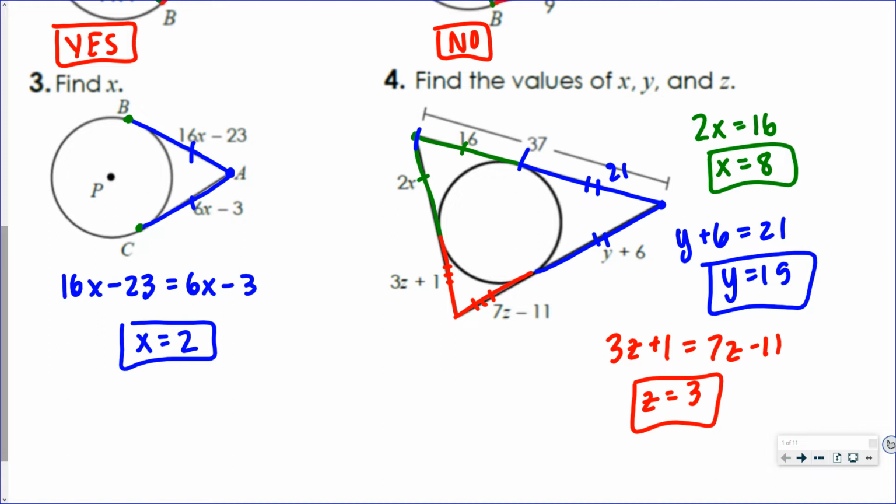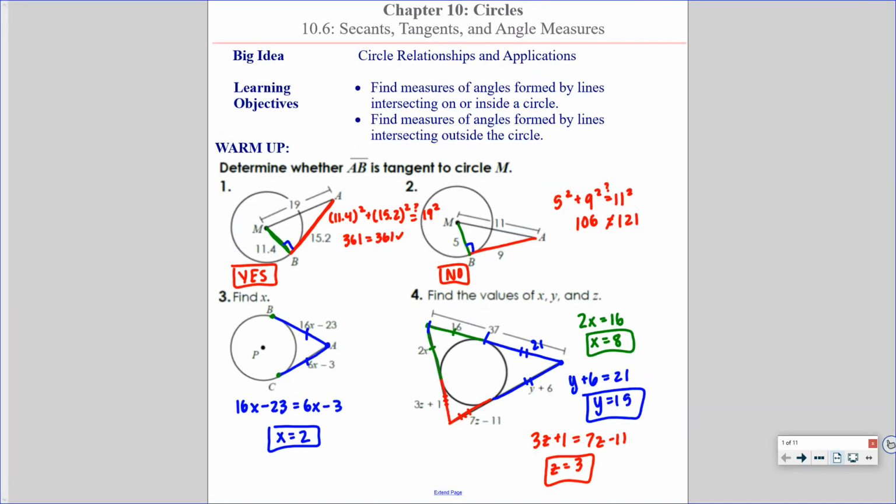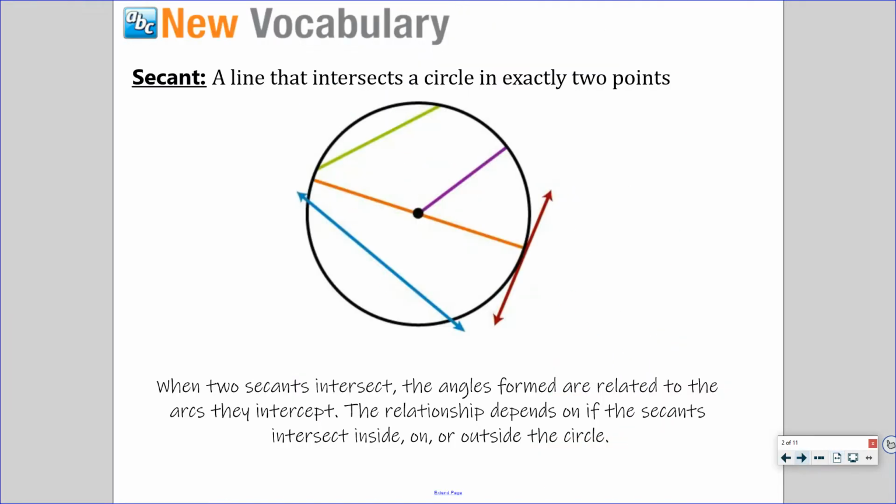10.5, talking just about tangent lines. Today we're going to talk about secant lines. So I think I did show these to you. I said, well, tangent means it intersects at exactly 1 point. I said, does anybody know what it is if it intersects at exactly 2? And nobody knew it. But it's called a secant line. So secant, a line that intersects a circle in exactly 2 points. So this blue line right here, see how it's intersecting my circle at exactly 2 points? That'd be a secant line.